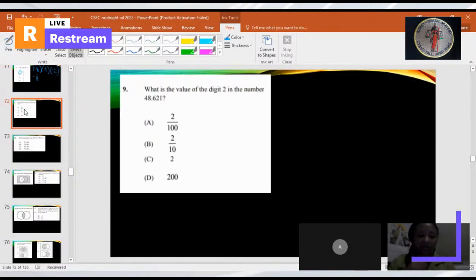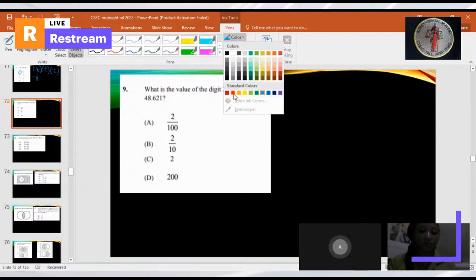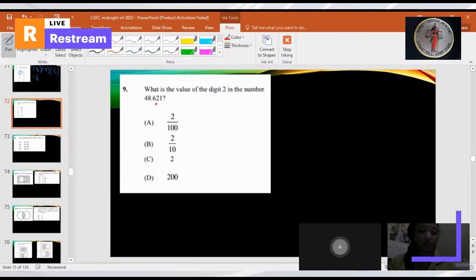All right, number 9. What is the value of the digit 2 in the number 48.621? The value of the 2 is 100. All right, so it's 2 decimal places away from the point. So that's 2 hundredths.